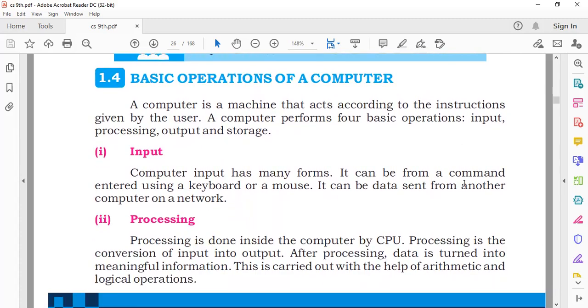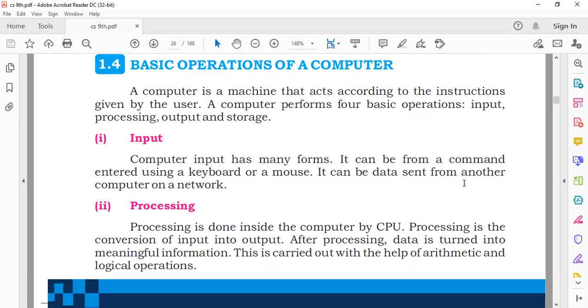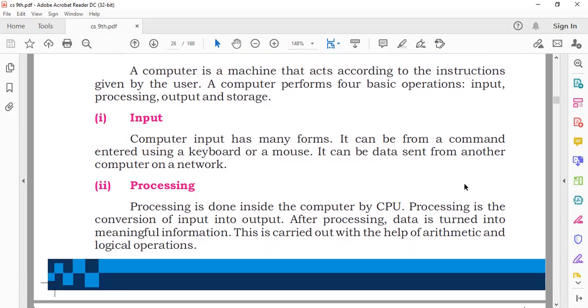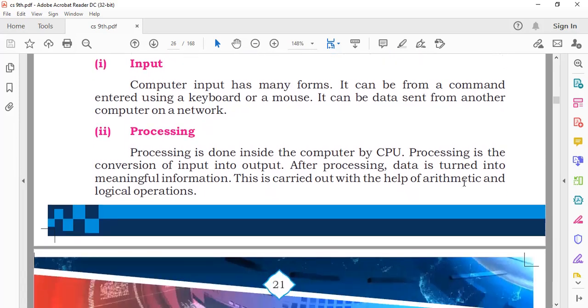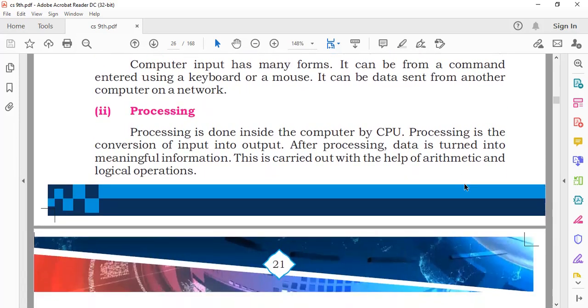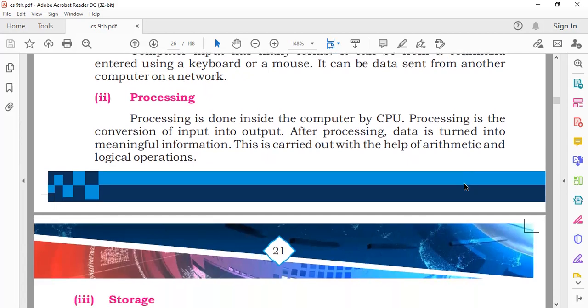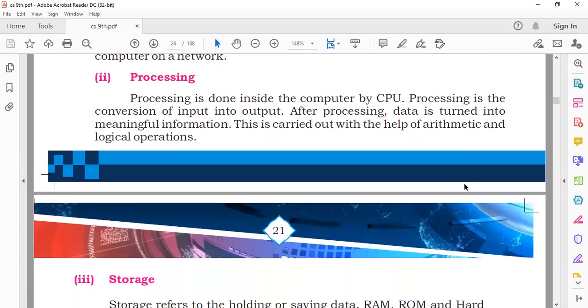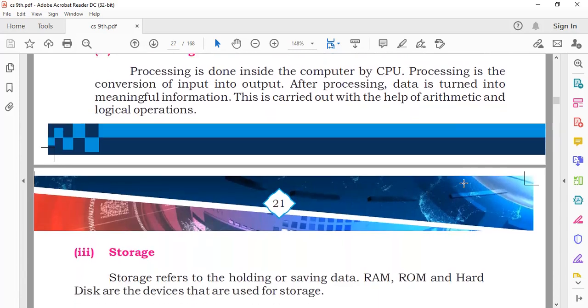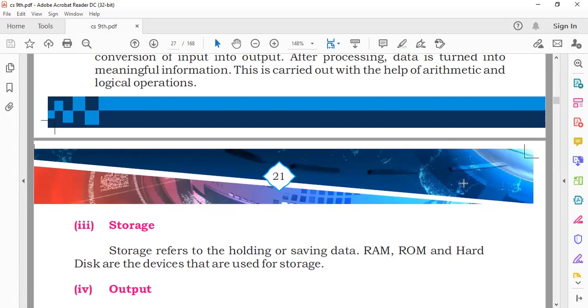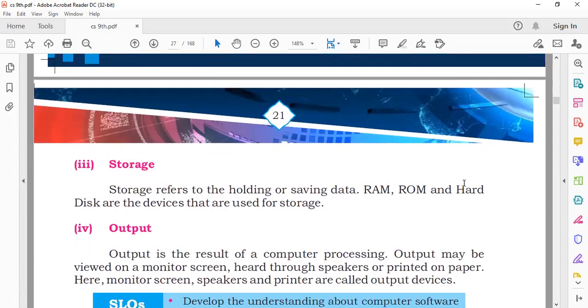So input is very clear to you. Input can take many different forms, and you can give commands by entering any kind of data using your keyboard or a mouse. It can be sent from one device to another over a network, and the processing is done inside your PC. Processing is the conversion of your data into output. After processing, your data is transformed into a meaningful form the computer can understand. This is carried out with the help of arithmetic and logical operations. Arithmetic is problem solving, and logical operations handle the mathematical problems.